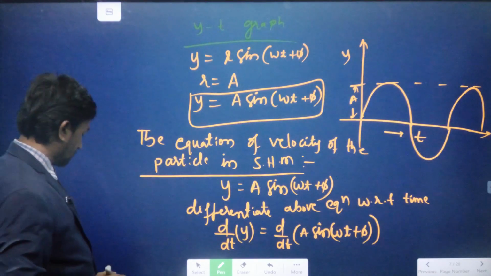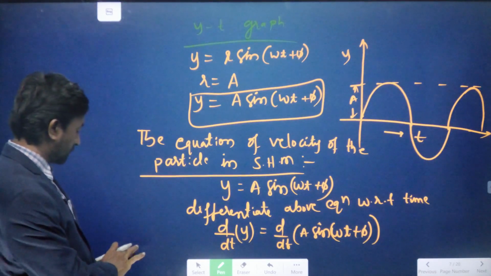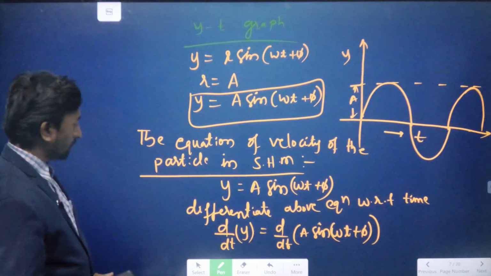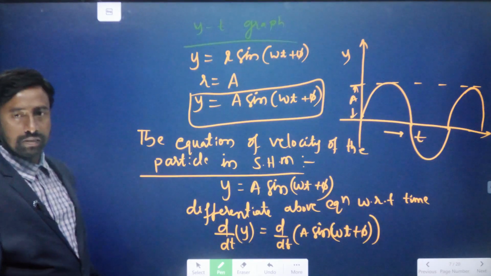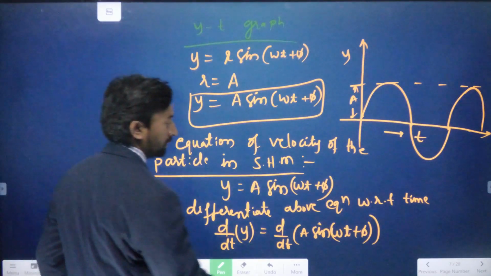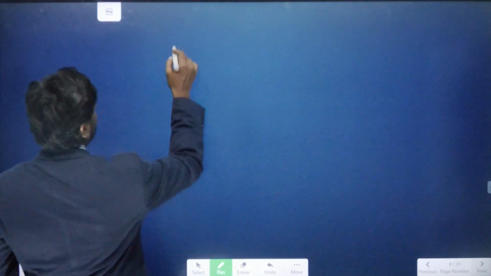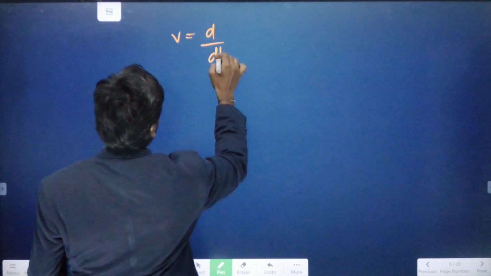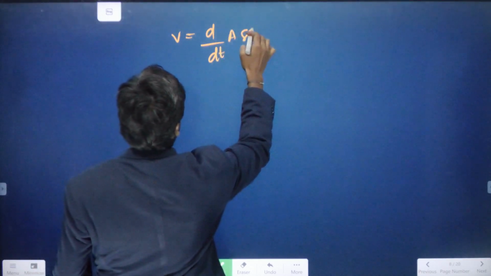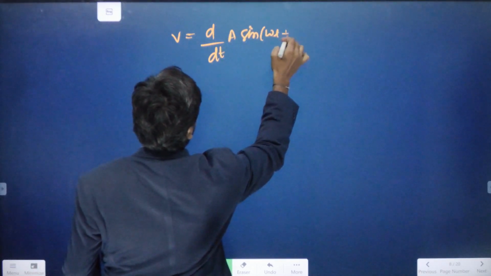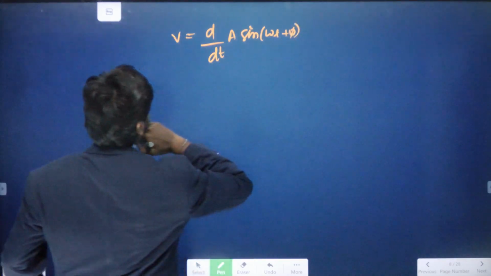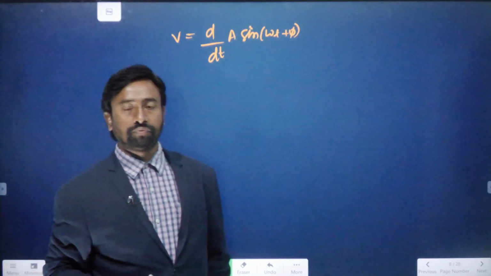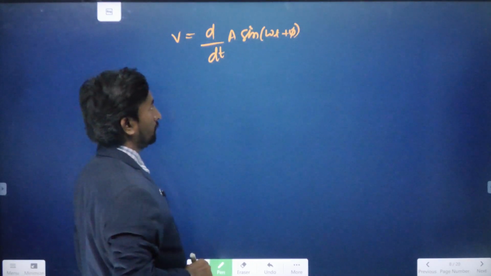Displacement by time, dy by dt, is nothing but the velocity, which is represented with v. So v equals d by dt of A into sine of omega t plus pi. Now we will use the differentiation formulas, so we should remember them.